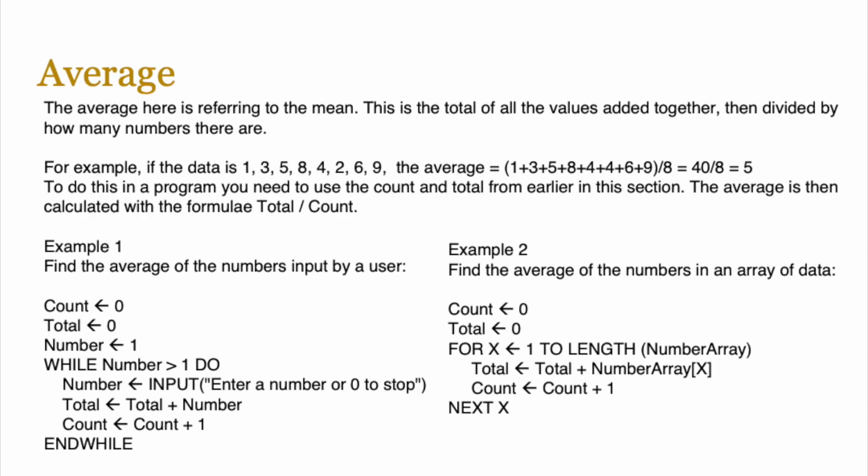Average is another straightforward mathematical operation. This normally refers to the mean. So we total all the values and then we divide it by how many numbers or how many values there are. So average is generally a combination of total and count.